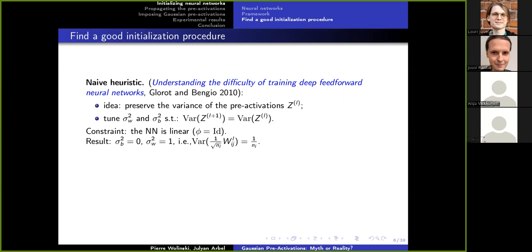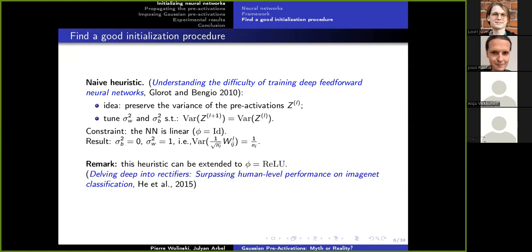Just for clarification, in the original paper of Glorot, it's a bit more complicated than that. Actually, we are working in this framework with a scaled version of the weights, with the scaling 1 over the square root of N_L. So there are some formal differences with the paper of Glorot, but in the spirit, it's that kind of thing that happens in Glorot's study.